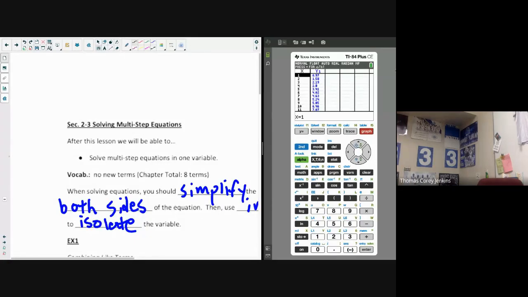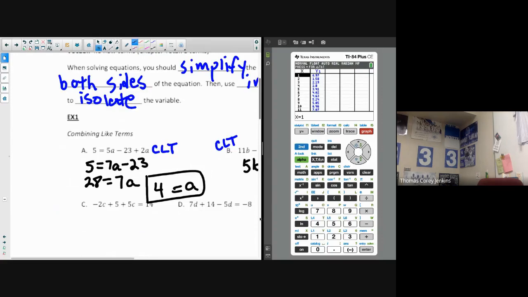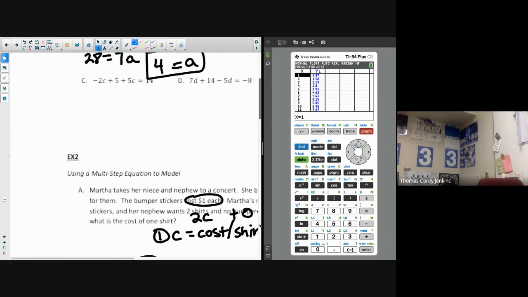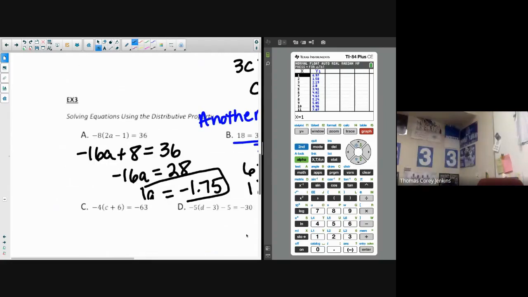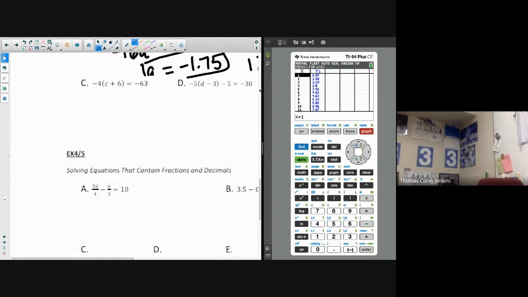All right, guys, Mr. Jenkins here just to finish up the examples that I skipped over for 2-3. Remember that these are multi-step equations, so on most of these, your first step is going to be to simplify one or both sides, okay? So we had left off, I'm on example 3C here, all right? So what's not simplified about 3C is I need to distribute and then go from there.